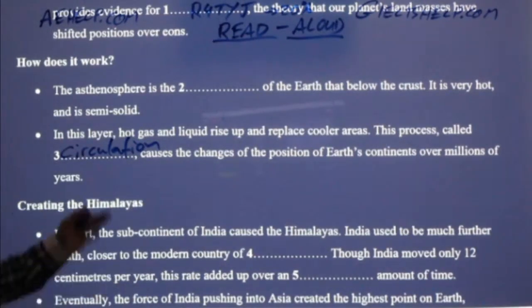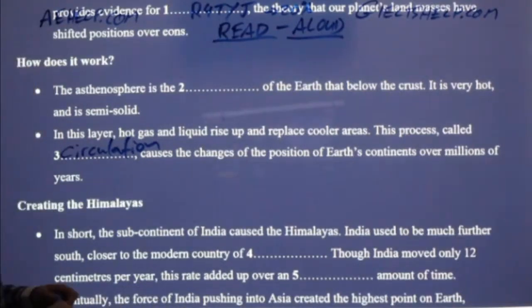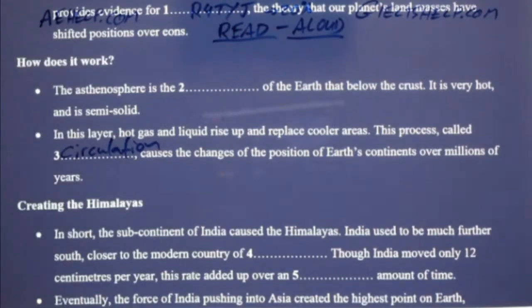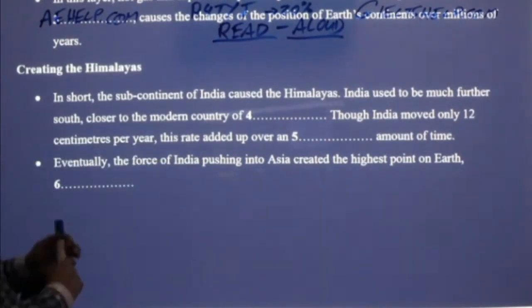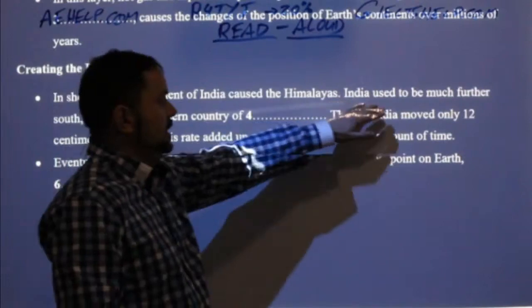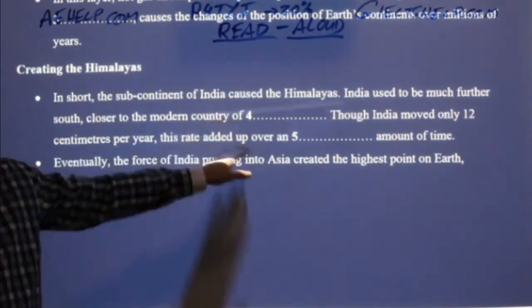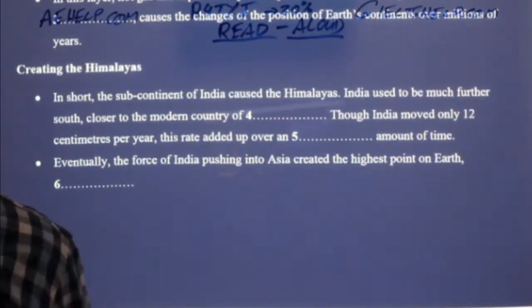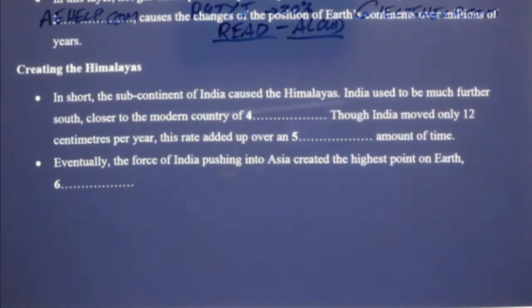This process called circulation, because it's circling, so it's not actually convection here. Convection is a little bit different. It causes the changes of the position of Earth's continents over millions of years, creating the Himalayas. In short, the subcontinent of India caused the Himalayas. India used to be much further south, closer to the modern country of Australia. This should be an easy one. Circulation was the right answer. They might take convection, like convection oven, but it's circulation.